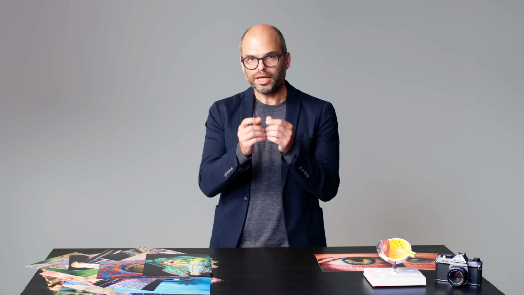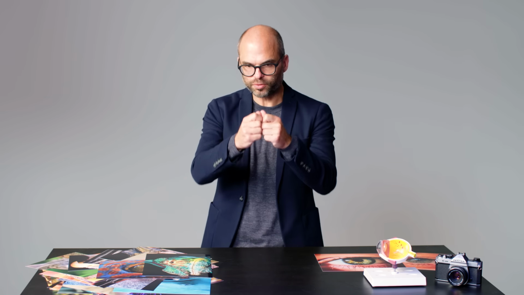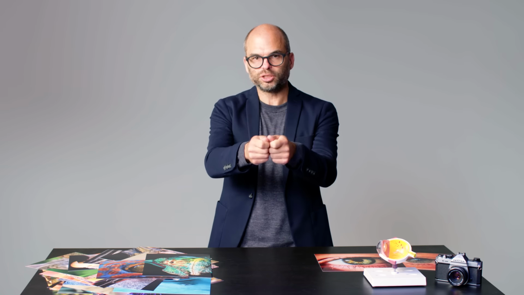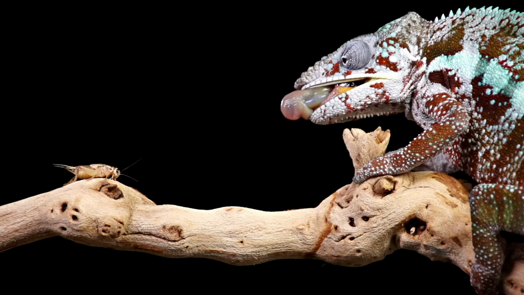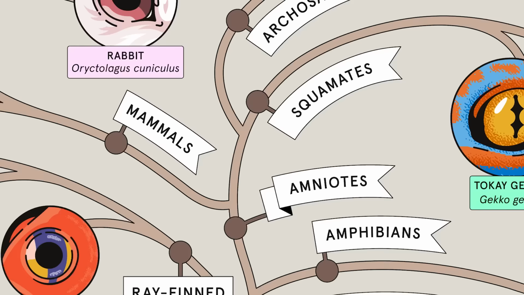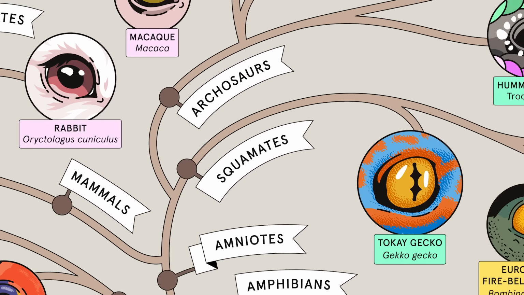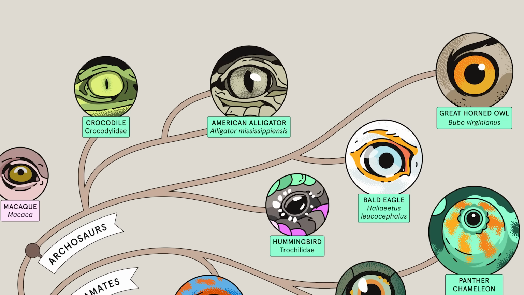It also comes with a depth of focus, and by focusing through that visual field, close and further away, it can judge distance. They need that visual acuity and the distance perception to actually successfully capture their prey with a tongue flick. As we make our way through the chordates, we are now looking at reptiles, which include squamates, archosaurs, and also, surprisingly, birds.